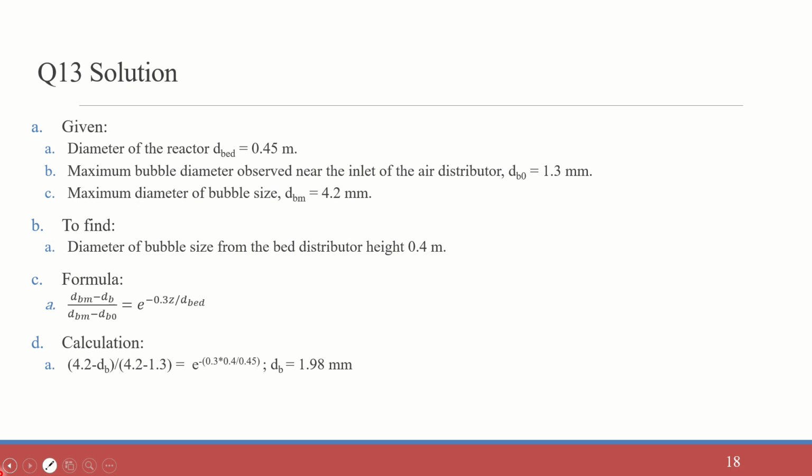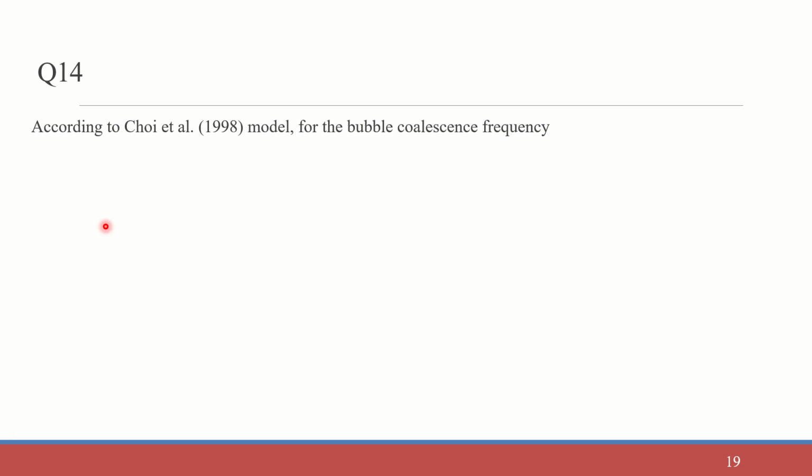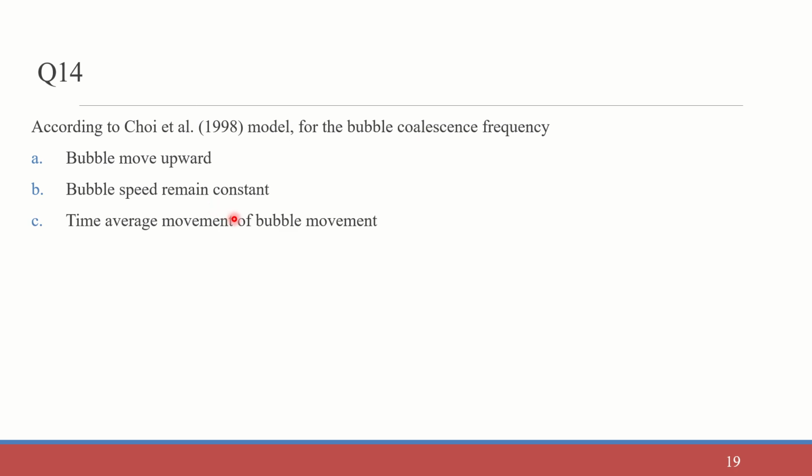Now let us go on to question 14. According to Choi et al. 1998 model, the bubble coalescence frequency is dash. Option A, bubble moves upward. Option B, bubble speed remains constant. Option C, time average movement of bubble movement. Option D, all of these.